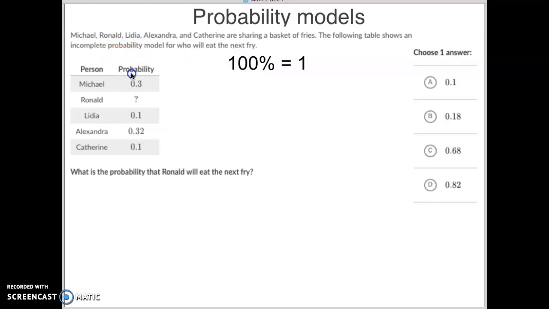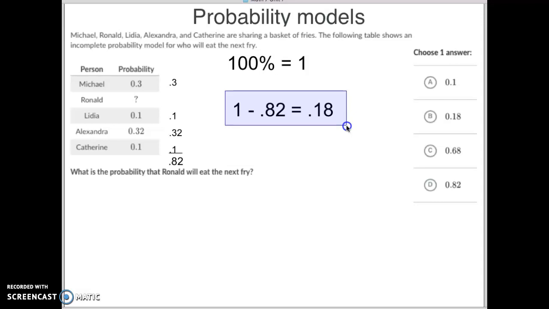When we're talking about probability, we deal with decimals. If here are all the probabilities and we want to find out what Ronald's probability is, we take all these decimals, add them together, and subtract from 1. Let's take the 0.3, the 0.1, the 0.32, and the 0.1. Add them together, and that comes out to 0.82. Then we subtract 0.82 from 1, and we get 0.18. So the probability for Ronald in this one is 0.18. It's just some simple math, okay?